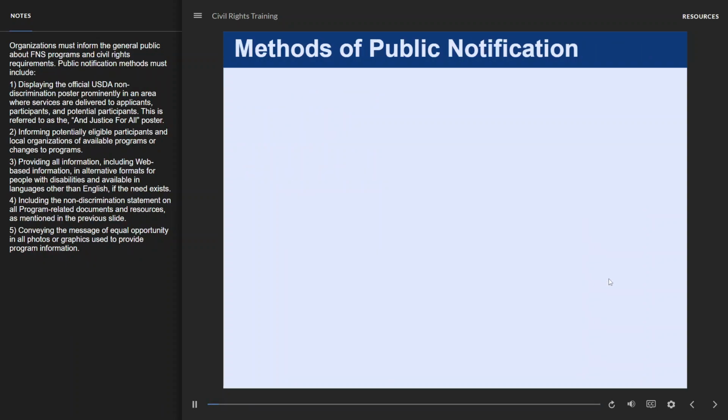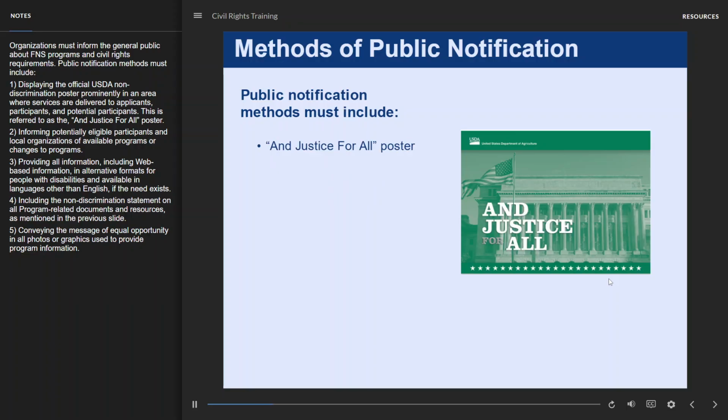Organizations must inform the general public about FNS programs and civil rights requirements. Public notification methods must include: 1. Displaying the official USDA non-discrimination poster prominently in an area where services are delivered to applicants, participants, and potential participants. This is referred to as the "And Justice for All" poster.